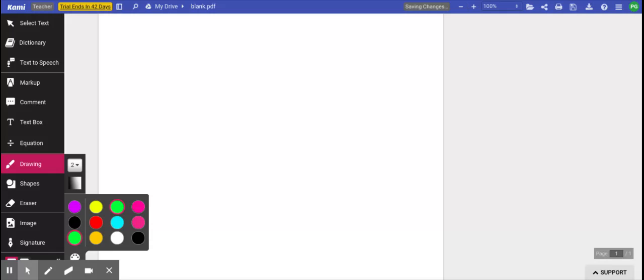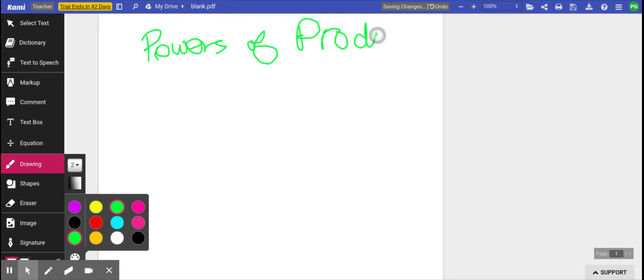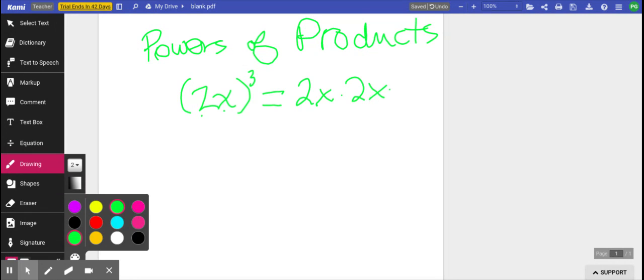Next, we would have the powers of products. Now, when you have powers of products, what that means is we're going to have an expression, let's say 2x, and that's a product because it's 2 times x, and we're going to raise that to a power. Well, this exponent means take the base times itself 3 times. When you expand it that way, look what we have. We have to multiply our coefficients first, then we'll multiply the variables.